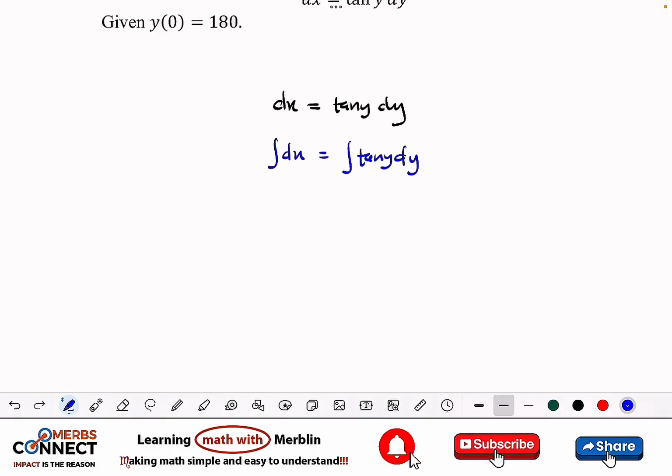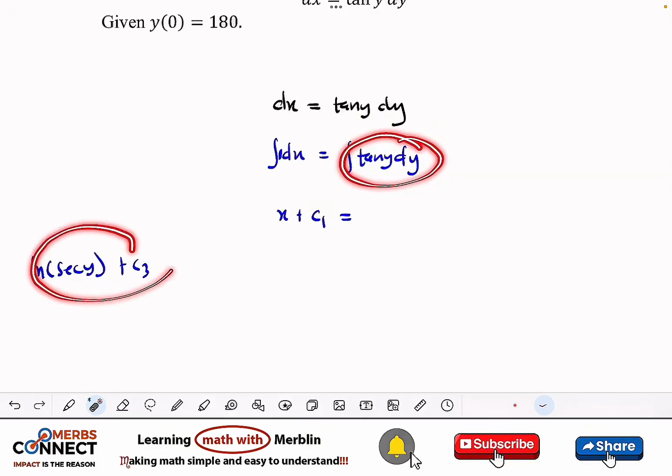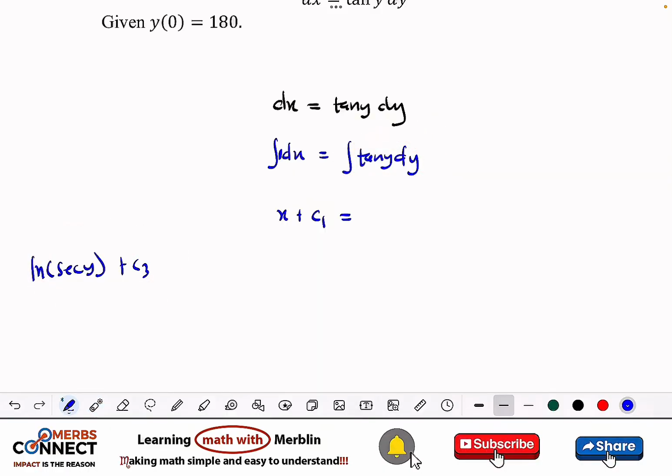Now when I integrate the x, I'll just get, like we have 1 in front, so I'm just going to have x plus c1. Then when I integrate tan y, I'm going to have natural log of this. This is what I'm going to get at the end of the day. When I integrate this, I'm going to have this.